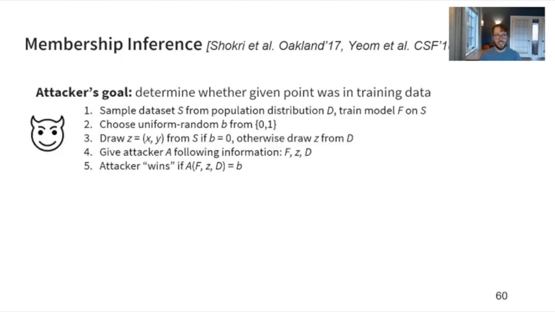And so to formalize this, we'll assume that some data set is sampled from a distribution and a model is trained on that data set. Then nature will flip a coin, so choose a uniform random bit. And if that bit is 0, then draw a point from the training set. And if the bit is 1, then draw a point from the population distribution. Then the attacker is given the trained model, the point that was decided in step 3, and all the information about the population distribution that they need. And they win if they're able to determine the value of the bit, right? In other words, to determine whether Z came from the training data or not.